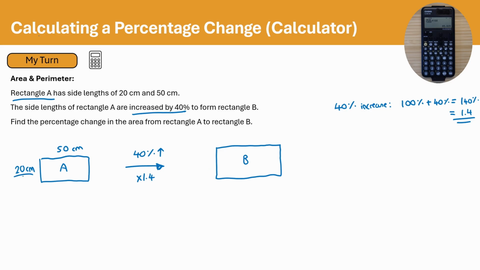Let's do this side length of 20 first. I'll go to my calculator and increase it by 40% by multiplying by 1.4. And that takes me to 28 centimeters. And then I'll take my 50 centimeters and increase that by 40% as well. And that gives me an answer of 70 centimeters.